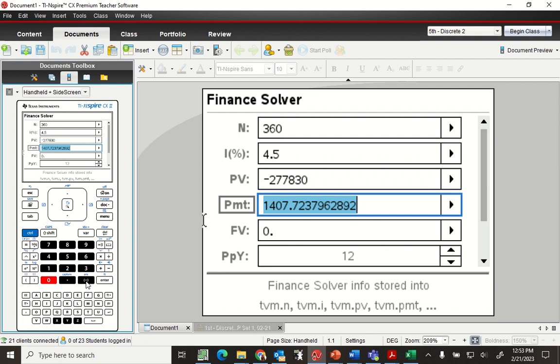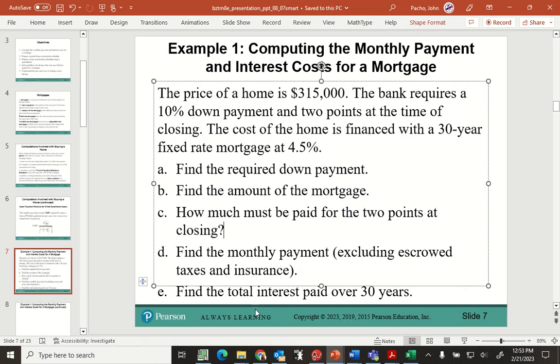So this is my answer to, let's see, 1407. That's the monthly payment, right? D. Yeah, monthly payment, yes. So that's D. D is my 1407.72. And write yourself a note. How'd you get there? I did the financial solver. I wrote down my N, I wrote down my percent, I wrote down my PV. Step by step, I want you guys to be able to do this.